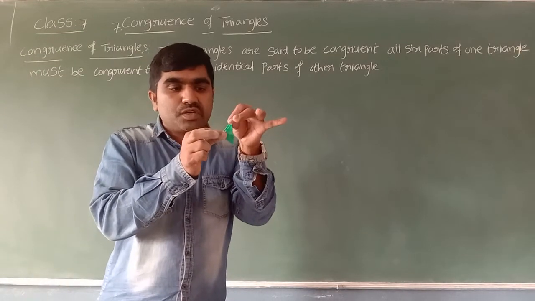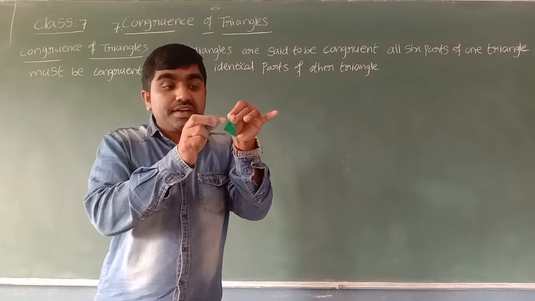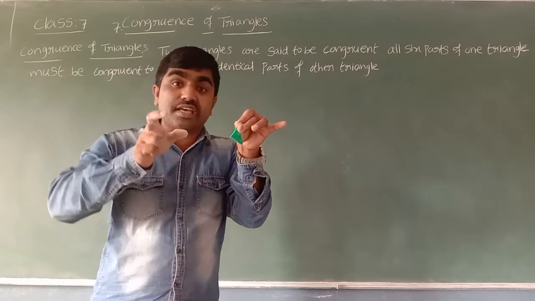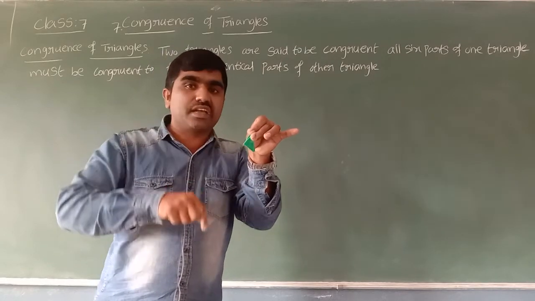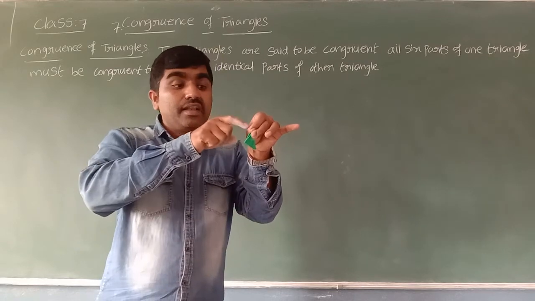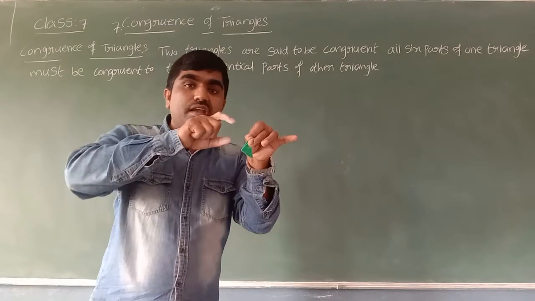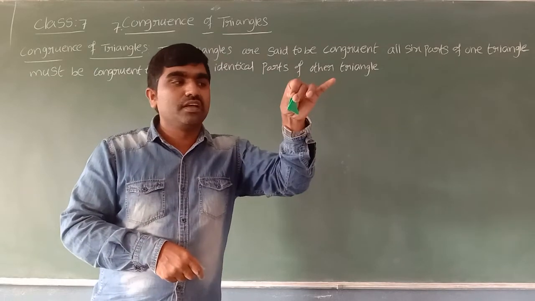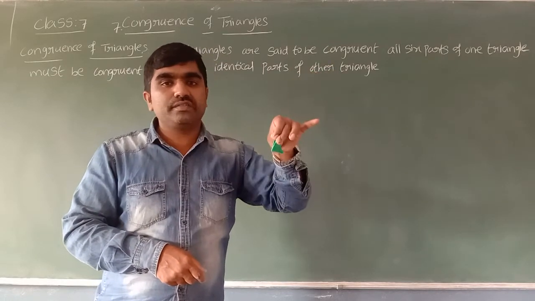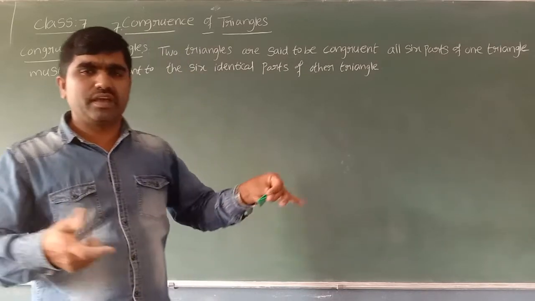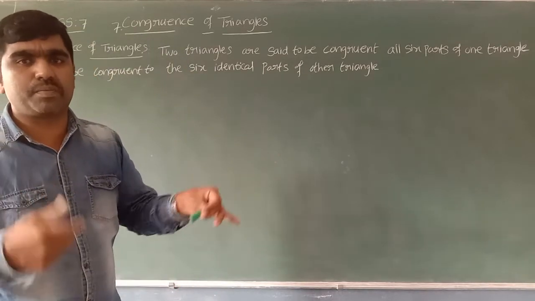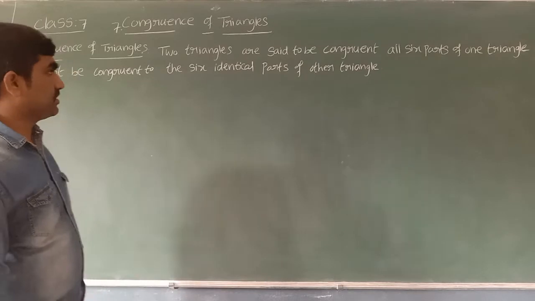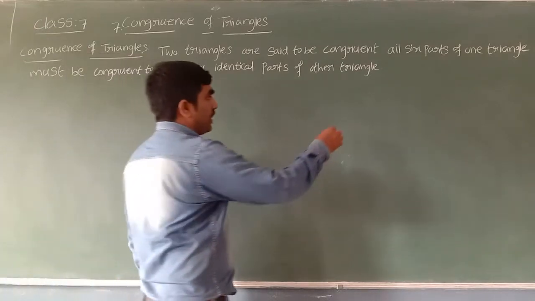When I keep one object over the other object, their sides are going to coincide. When will sides coincide? When their lengths are equal. And angles are also going to coincide. When will angles coincide, beta? Sir, when their measures are equal. It means sides are equal, angles are also equal. Everything is the same, like a carbon copy. That is what congruent means. Yes, let me draw here two triangles.